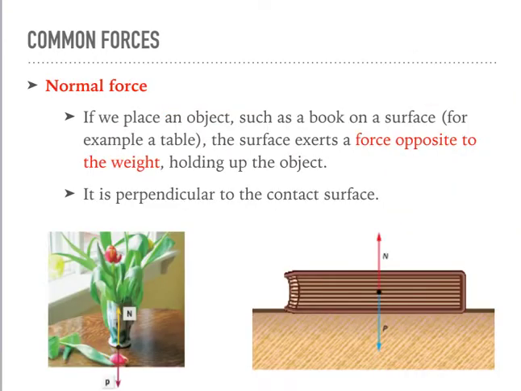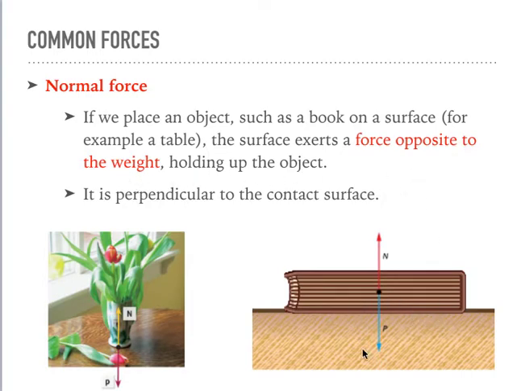It doesn't exist. Another common force is the normal force, and this is a very complicated one at first, but I need to tell you about it. A normal force is the one that keeps things from falling, and I'm going to say what I mean by that. If we place an object, such as a book, on a surface, for example on a table, the surface exerts a force opposite to the weight, holding up the object.